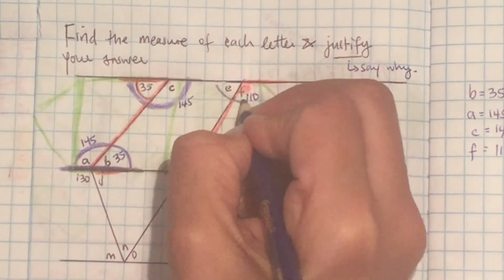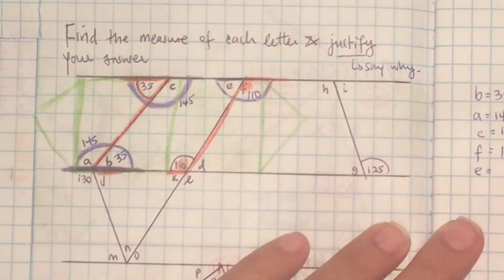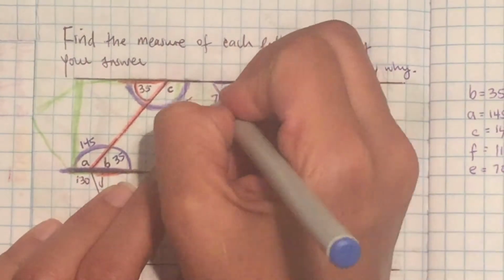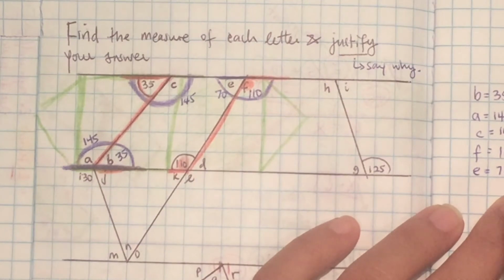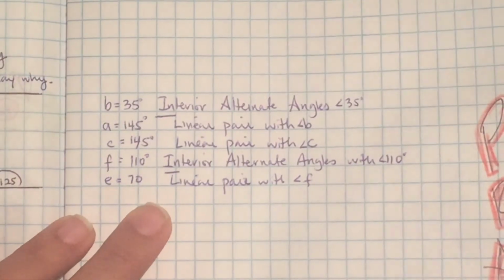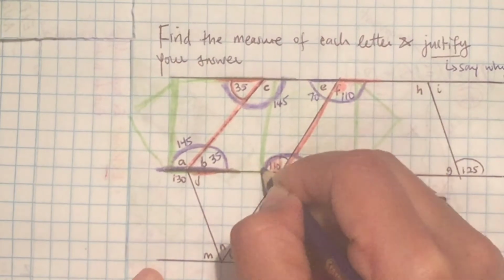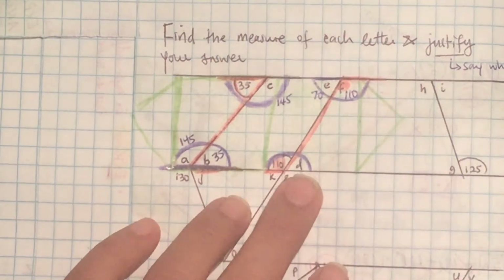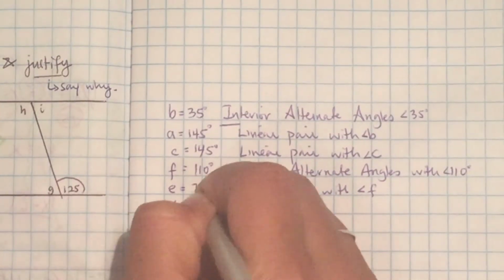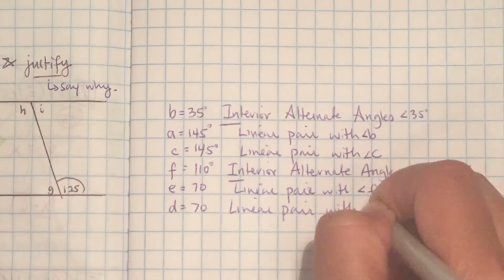Then again, E and F are on a straight line, so those are supplementary. They add up to 180 because they are a linear pair. So E is 70 because it's a linear pair with angle F. So I know you can't see, but I'm saying it. Alright, then D is also on the same line as 110. So that's also a linear pair with angle 110.